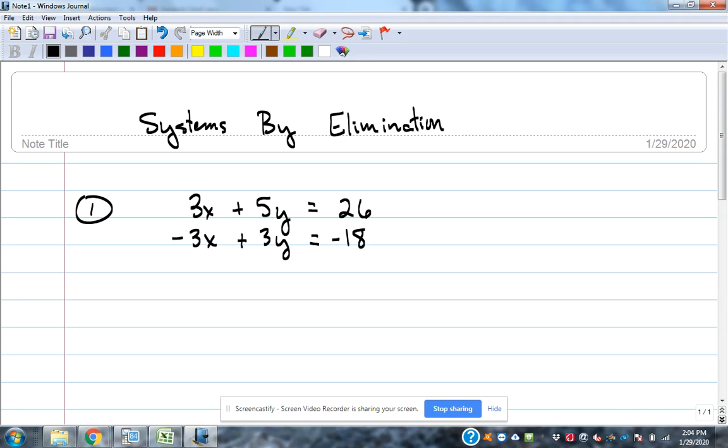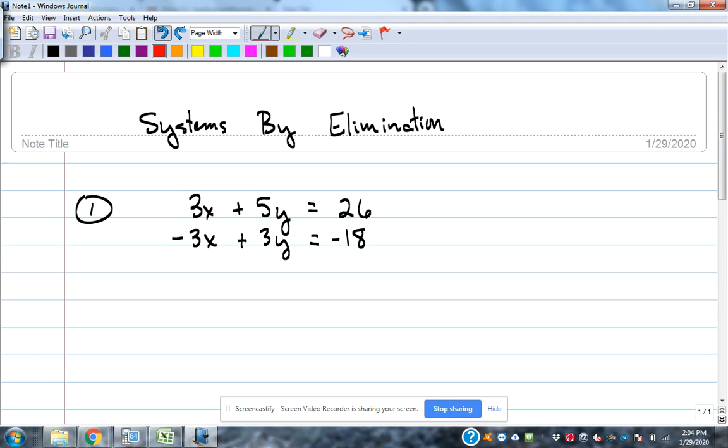Substitution, you get one of the variables by itself. Elimination, get the variables on the same side. And then you look at each of the coefficients for the variables, and we try to find opposites if they have them. So are there opposites on this one? Yeah, the 3x here and the negative 3x. They're opposites of one another.